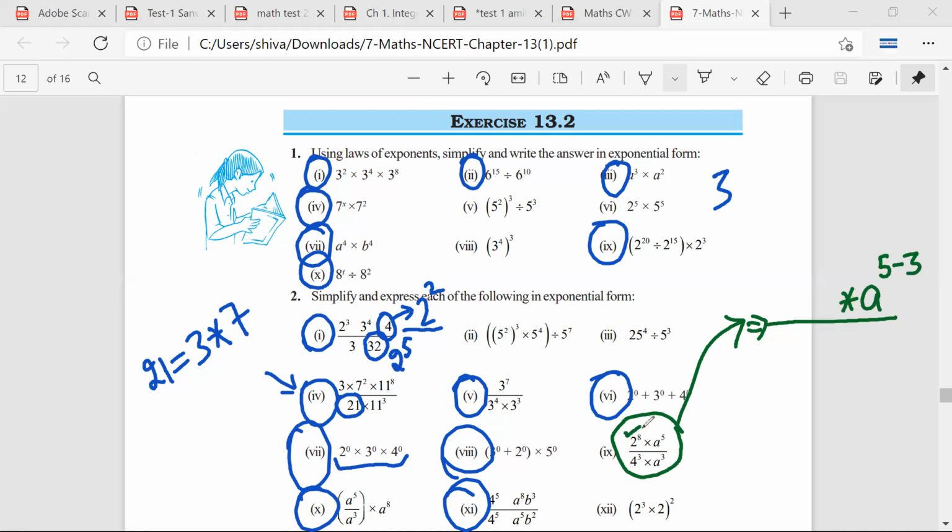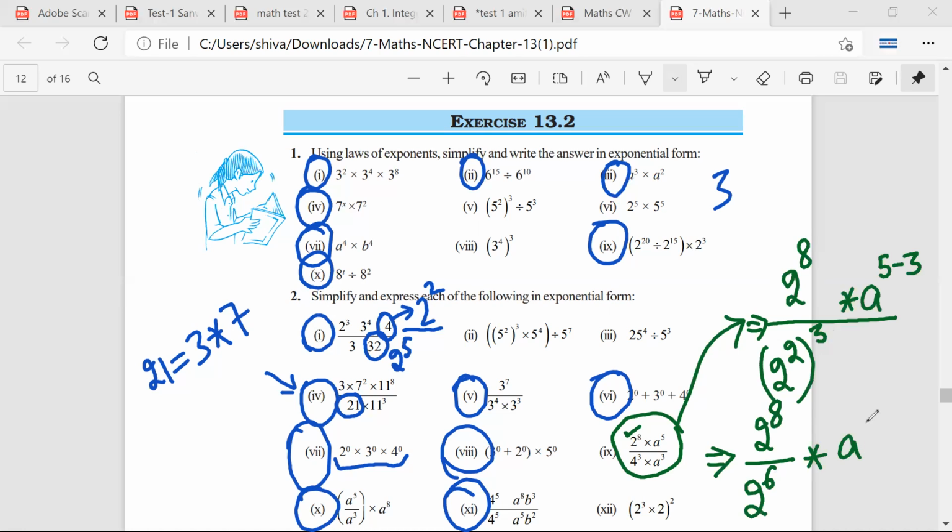And that is what I'm trying to tell you. When I see a 2 raised to power 8 here, I'll write this as 2 raised to power 8. And this 4 I'll write as 2 square whole power 3. Have you understood what I've said? Yes, sir. Why should I do this? Because then I can write this as 2 raised to power 8 upon 2 raised to power 6 into a square. Any doubt? No, sir.